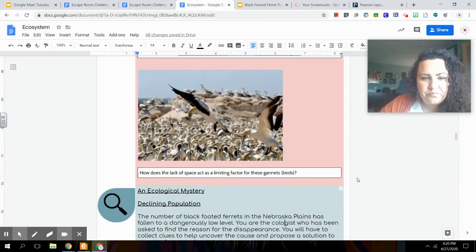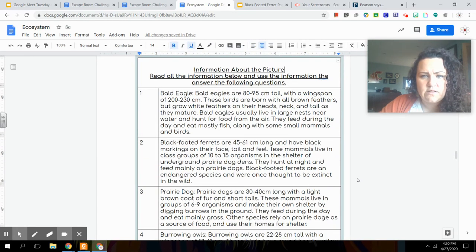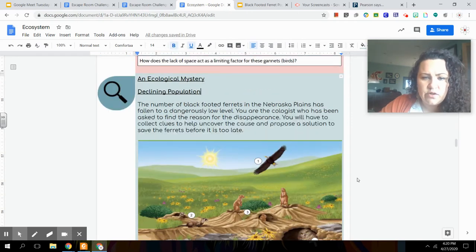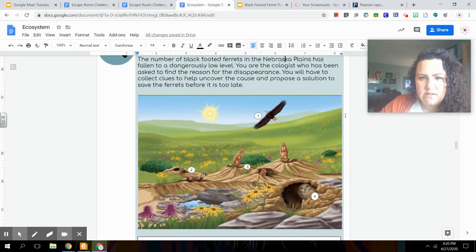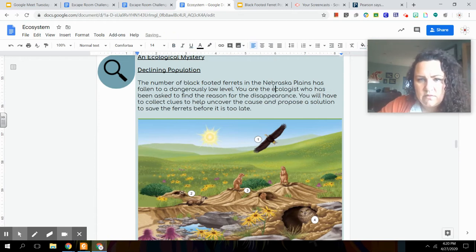Moving on. An ecological mystery. Whoops, I went too far, too fast. So on this blue section, the ecological mystery, you're going to be looking at this made-up ecosystem. Do you see this? It's the Nebraska Plains. You're going to read about the Nebraska Plains. Oh, I can already see a typo I need to fix. So I'm going to fix that real fast. Boom. It says ecologist. It should be ecologist. Docs doesn't always catch my typos for me.